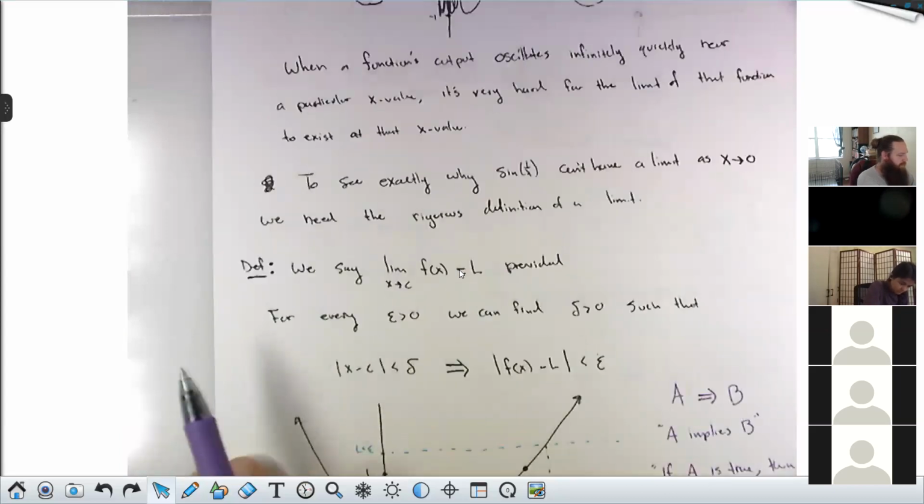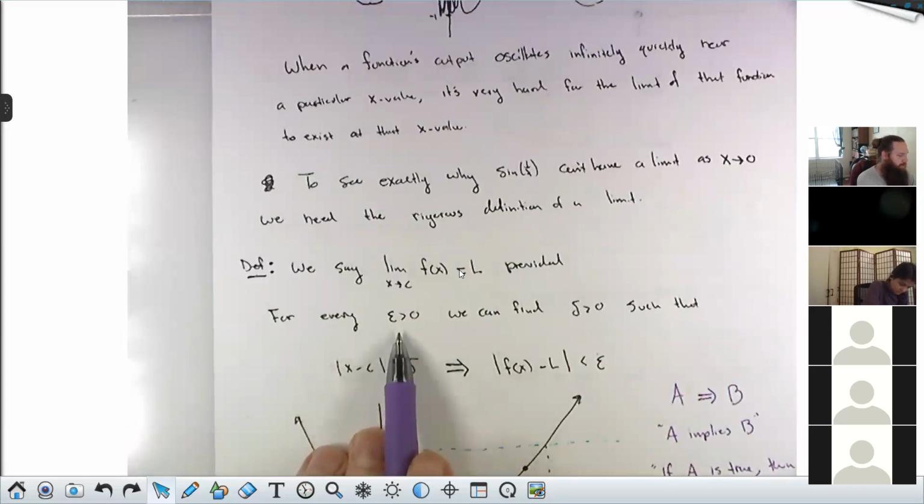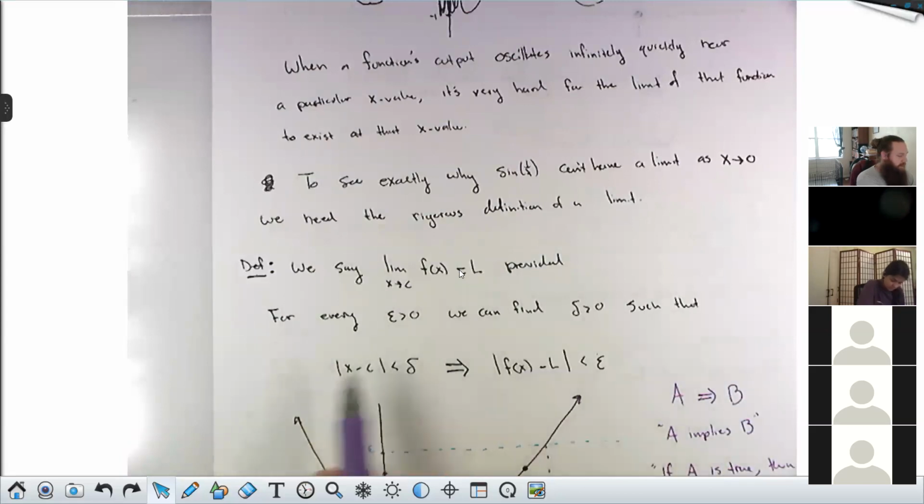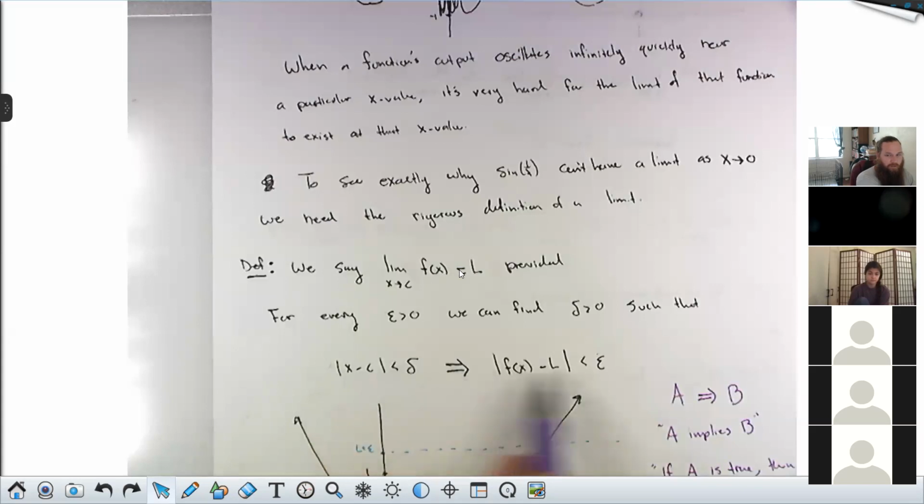So what we're saying here is that for every positive number epsilon, I can find a positive number delta such that if the absolute value of x minus c is less than delta, it is necessarily true that the absolute value of f of x minus L is less than epsilon. In other words, if x is within delta of c, then f of x will be within epsilon of L.